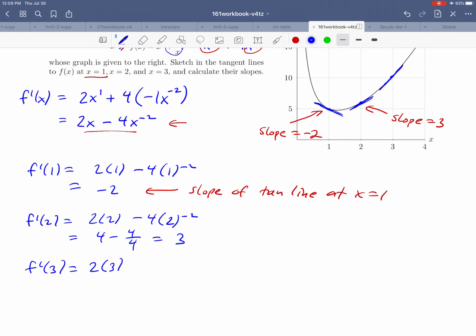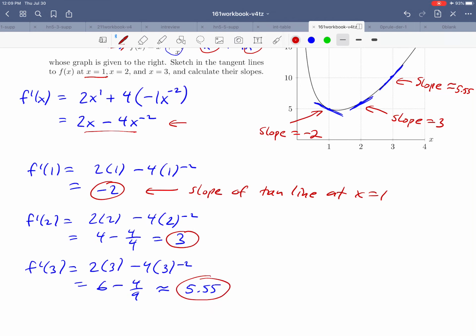Okay, and then finally f prime of 3. Same idea. We'll take 3 and substitute in for our x values. Okay, and you can do the arithmetic there and come up with, I'm going to round that off to a decimal. Okay, that's not quite as nice a number, 5.55 about. Okay, and that tells us what the slope of that third line is, 5.55. Okay, let me go ahead and just circle our 3 numerical answers. That's what they were actually asking us for, and we are done.